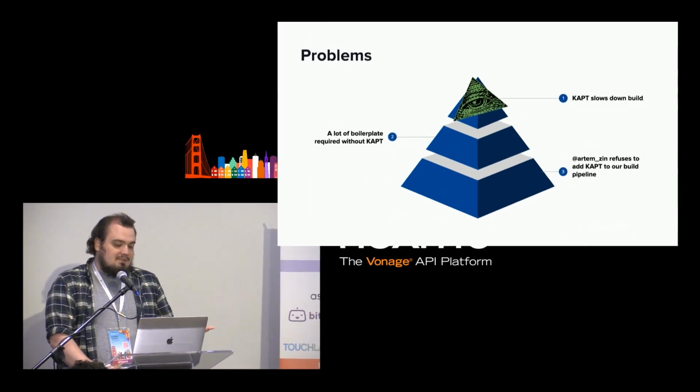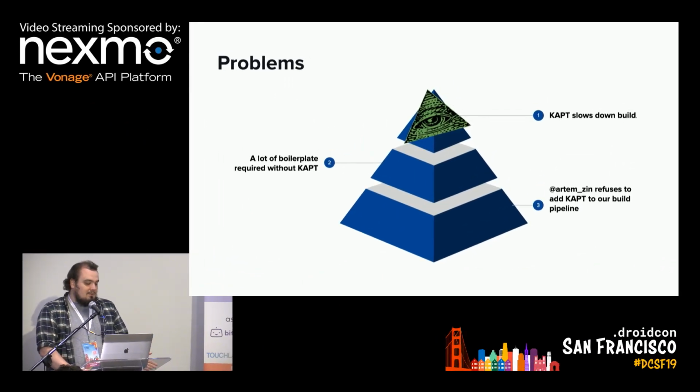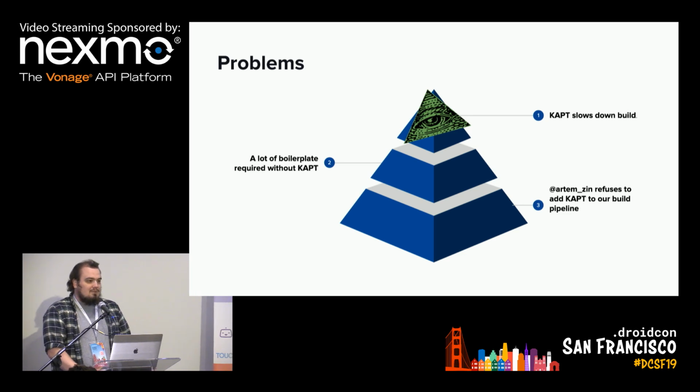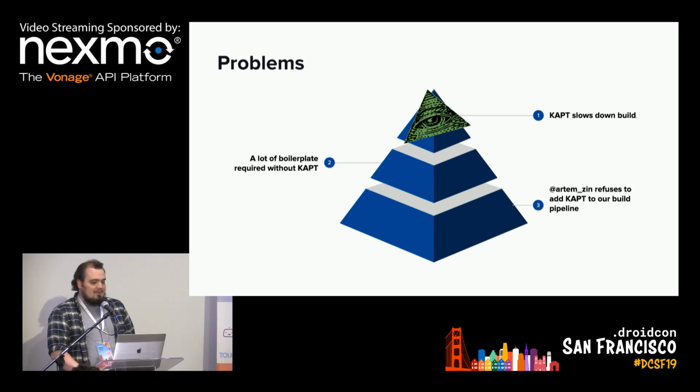First, it increases build time. Without it, we're required to write a lot of code that we could avoid in other cases, also called boilerplate. It requires us to do additional setup in our build pipeline and brings flakiness that needs to be solved at build pipeline level too. Let's quickly talk about these three problems.